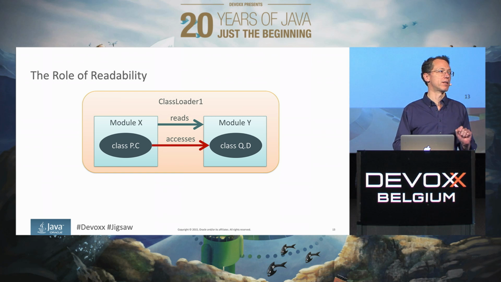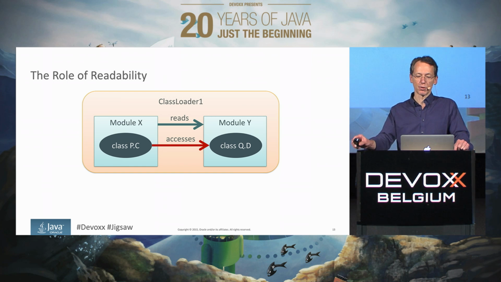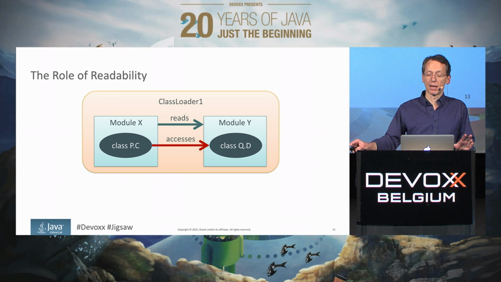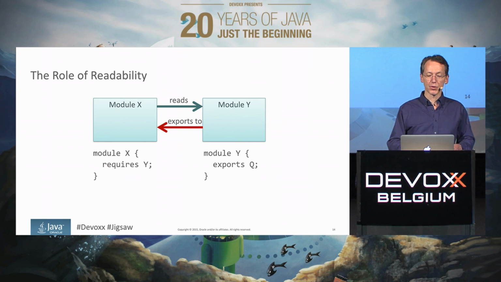The formal name for depends on is readability. Readability underpins accessibility in the Java language and virtual machine. The accessing class, p.c, must be in a module that reads the module of the target class, Y, and the module containing the target class, Y, must export its package q to at least the module of the accessing class, X. You can see that accessibility is a two-way street. X reads Y, and Y exports package Q to X, and probably to many others.